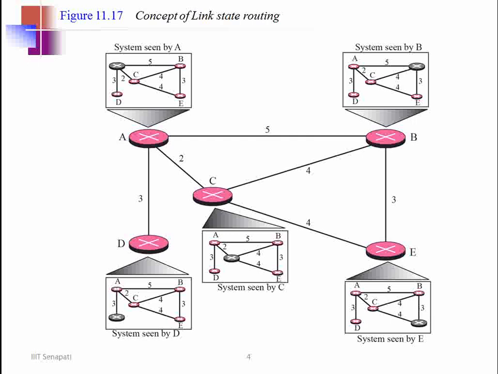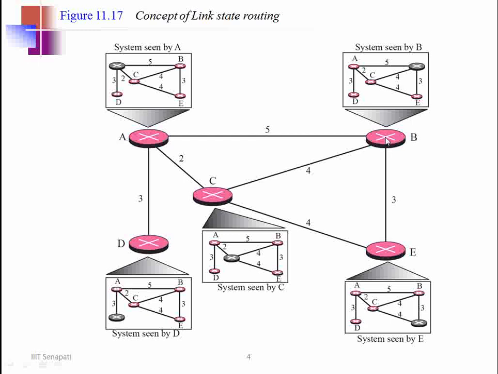Here you can see we have 5 nodes: A, B, C, D and E. Now each node actually uses the same topology to create the routing table. But you can see the routing table for each node will be different. How will it be different? It will be based on its current location.